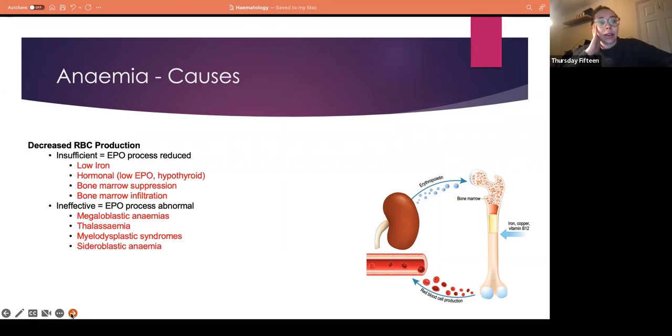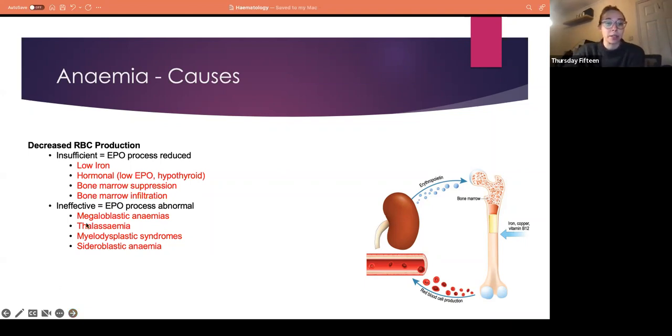So you can really split it into reduced red cell production. That might be because you have insufficient erythropoietin, which is the hormone that drives red blood cell production. And you would have insufficient erythropoietin if you had low iron. There are lots of reasons why you might have low iron. It might be hormonal, so you might have low EPO. You have low EPO when you've got CKD or hypothyroid.